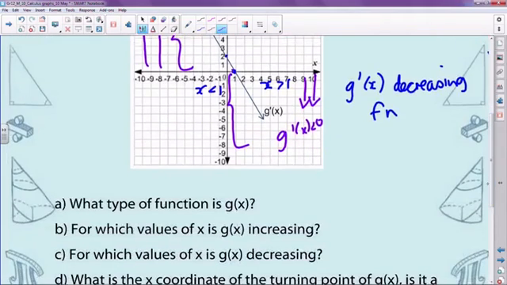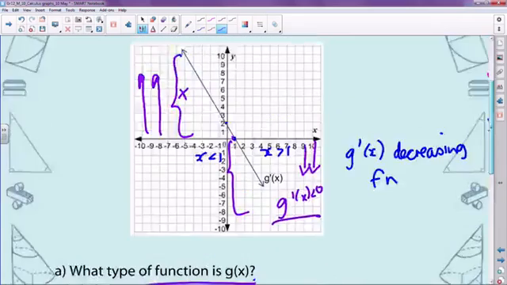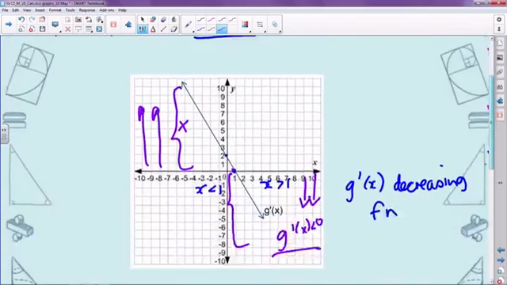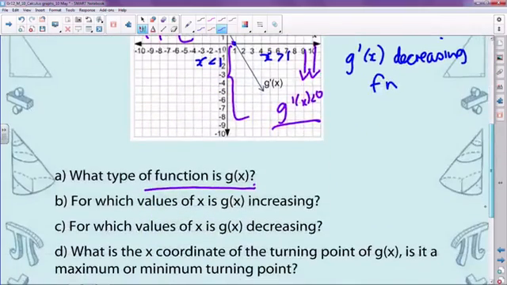Okay. First question says, what type of function is g of x? So you were given the derivative graph, you're being asked questions about the original function. Well, since your derivative graph is linear, your actual graph, your g of x, it must be one more than that, so it's got to be quadratic. So g of x would be a parabola or quadratic function.